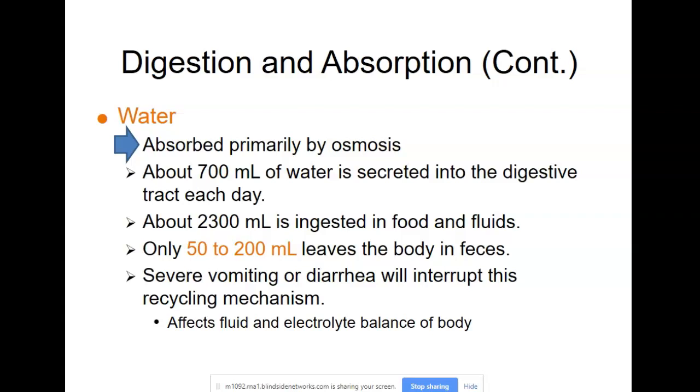This is not what you're taking in. You get about 2,300 milliliters that you take in in food and fluids. That's a little more than a 2-liter bottle of pop. Here's the really fun part. You only lose about 50 to 200 mils in your fecal matter.